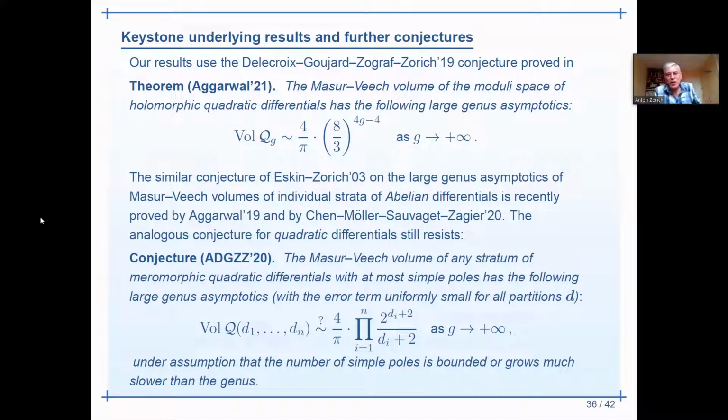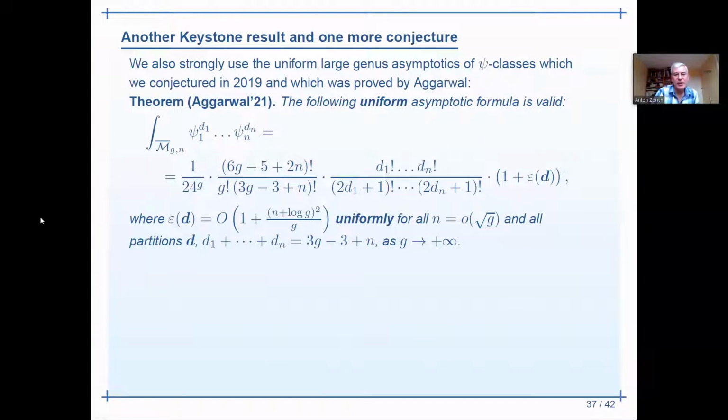Now the similar conjectures about asymptotics of moduli spaces of abelian differentials and all individual strata are already proved, using mostly intersection theory. For quadratic differentials, the analogous conjecture for individual strata is still open. We know the conjectural value of these volumes for any stratum of quadratic differentials, and the asymptotic formula is very simple, but it is proved only for the principal strata. So this is still an open conjecture. And another keystone result which we use is this asymptotic.